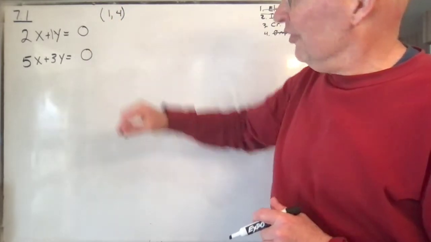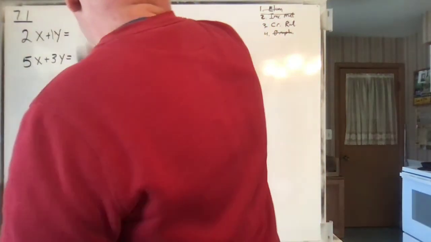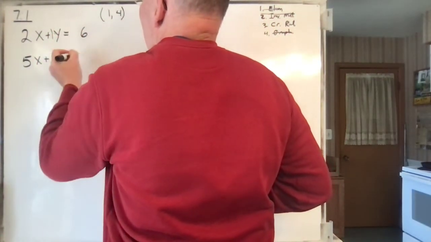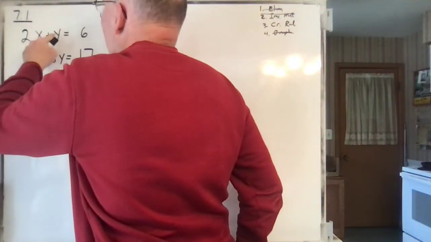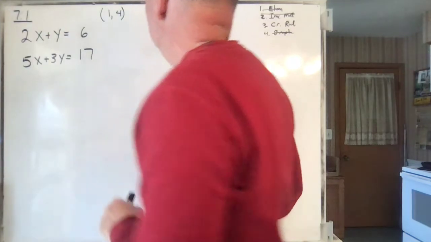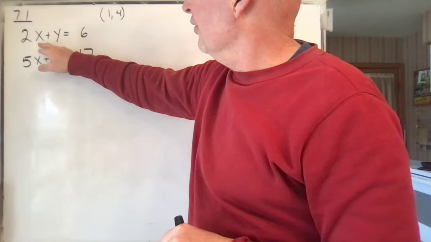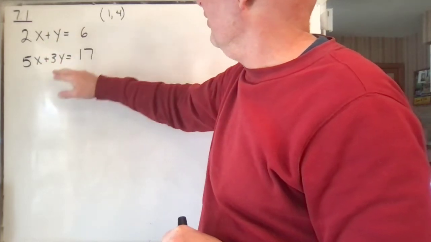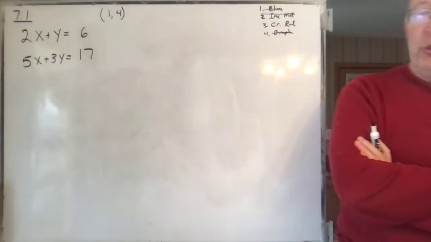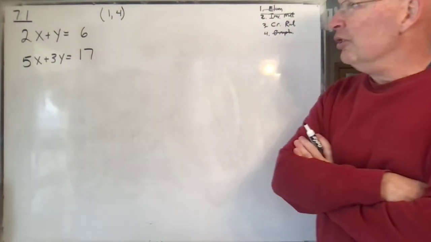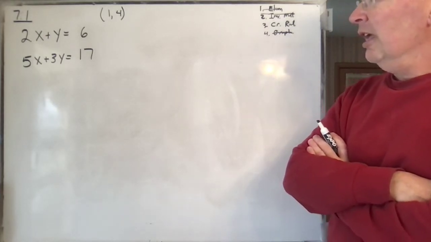So here's a system of equations, and I meant that to be a 6 and a 17 up here. And I chose the numbers so that it would have this as a solution, 1 and 4. 1 is your x value, 4 is your y value. Let's check it out. If x is 1 and y is 4, you're going to get 2 plus 4 is 6, and you're going to get 5 plus 12 is 17. So there's your solution. So we already know it. But if you didn't know it, how could you go about getting it? Okay, I'm going to show you 4 different ways to solve that system of equations.